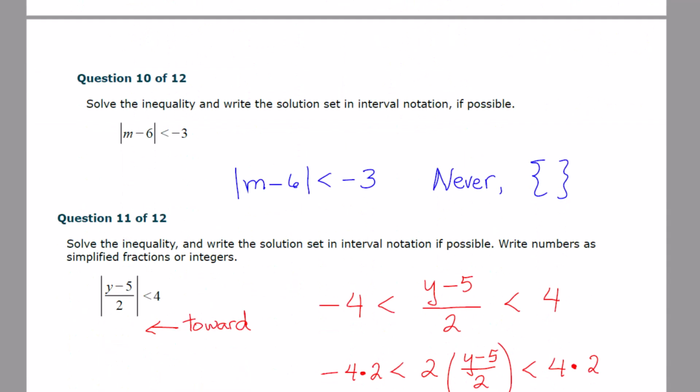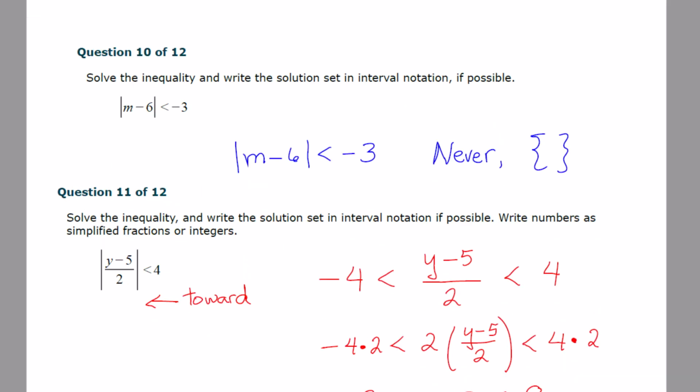Let's see, questions 10 and 11. Absolute value of this thing smaller than minus 3. No, that can never happen because, again, this thing on the left, whatever number you plug in, the only thing it can give me is 0 or a positive. It can never calculate to be smaller than minus 3, and so we get no solution.